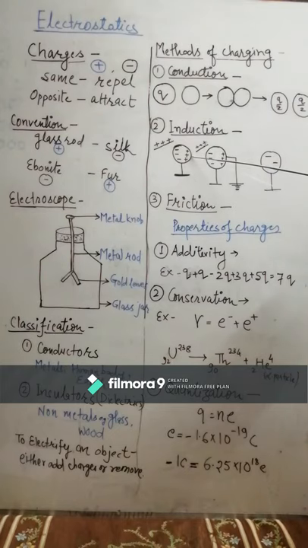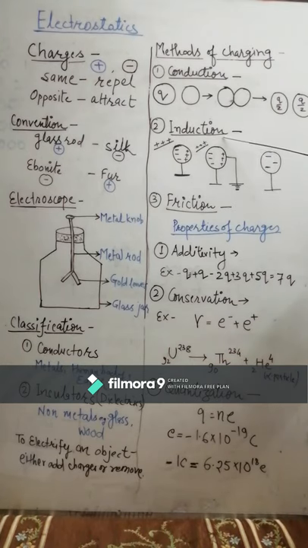Now, if we earth this part of the metallic sphere, all the positive charges move to the earth. As I told you, earth is a conductor, and it can take any number of charges. So all positive charges move to the earth, and if we now remove this positively charged rod, the negative charge is distributed evenly on this sphere. This is the method in which no contact was there.